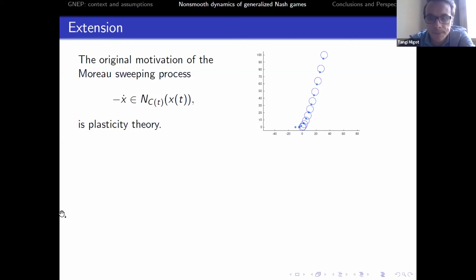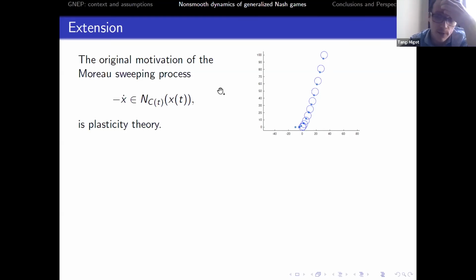I believe the first one would go back to Moreau in the 70s, introducing what we call, at least in France, the Moreau sweeping process, or just the sweeping process, which is just this differential inclusion, where now it's just a C of t and not C of x of t. So if you see on my figure on the right, you have this disk that is moving all the time. So that's my C of t. And you are trying to find a solution x such that x belongs to C of t all the time. So C is moving and x is following. Okay. Original application was from plasticity theory, contact problems in physics.